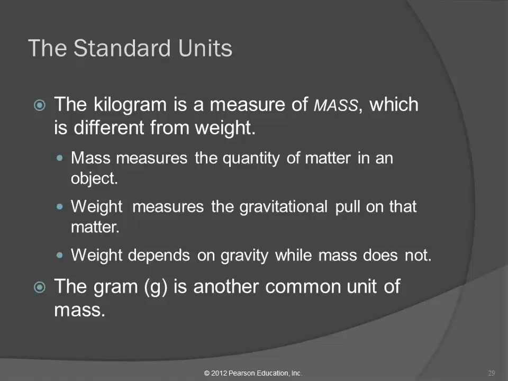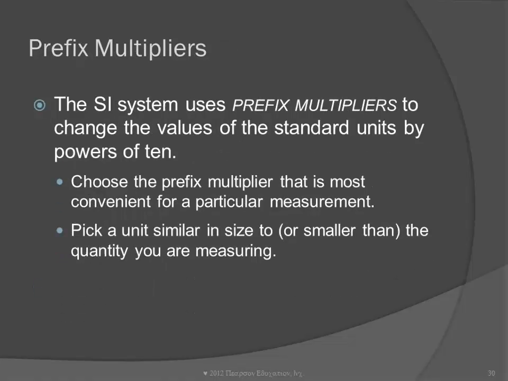As long as we stay on Earth, the gravitational pull is going to be the same, and so we don't have to worry too much. But there is an important difference. So the gram is another unit of mass, and that's what we use in chemistry.